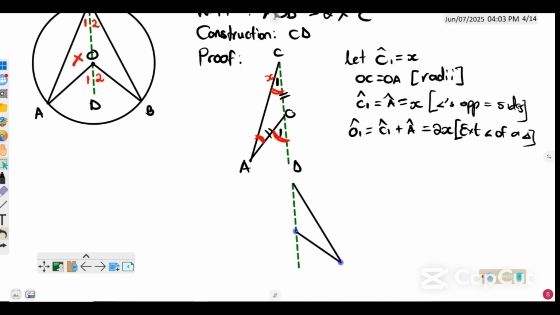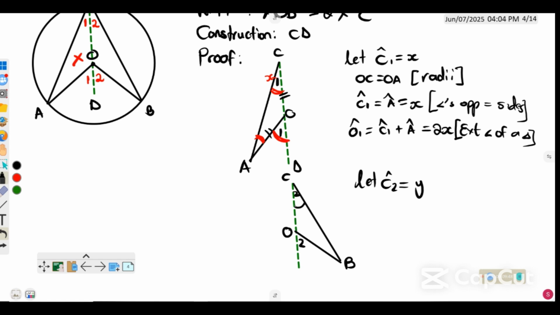So we have something like that. So this is, remember, this is C2. And then what do we have here? We have O2, then we have B right here. So the first thing we are going to do again, let's let C2 equal something else. We are going to let angle C2 equal y.